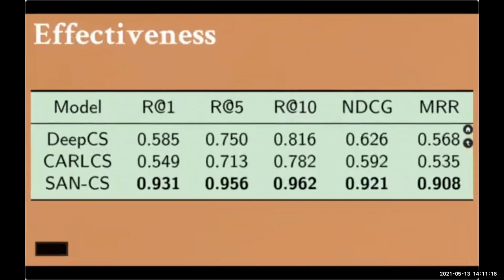For the effectiveness in this table, we can see that SNCS can outperform DeepCS and CoaCor CNN by 34.8% and 42.2% in terms of recall metric. For NDCG, SNCS outperforms DeepCS and CoaCor CNN by 47.1% and 55.6%. As for MRR, SNCS outperforms DeepCS and CoaCor CNN by 59.9% and 69.7%. It means that SNCS is effective for the code search task.